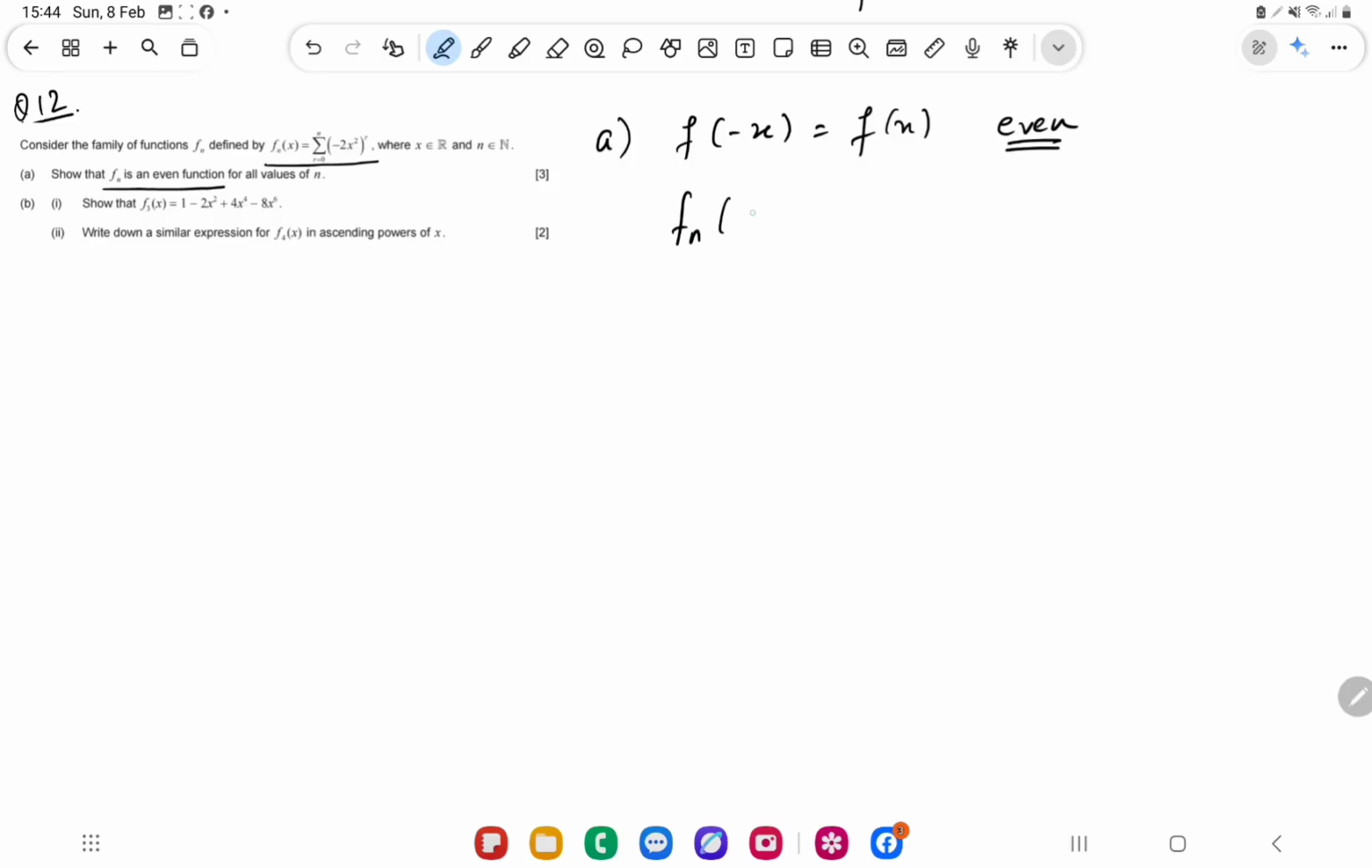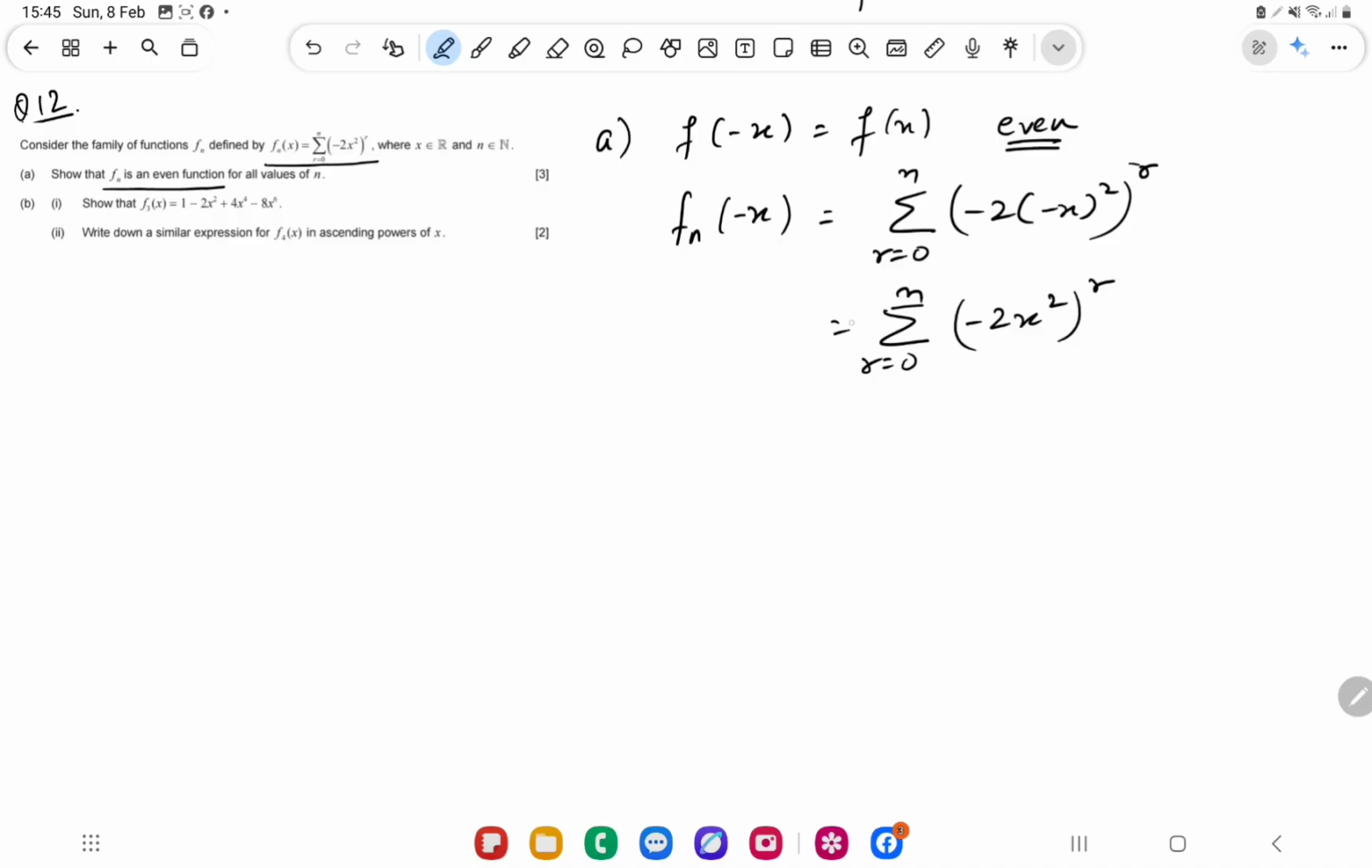So since f(x) is given to me, I will find f(minus x). This summation thing will remain the same. Minus 2, instead of x I will put minus x. Negative square is positive only, so I can write it as minus 2x square to the power r, which is the same as f(x). So from these two I can say that it is an even function.